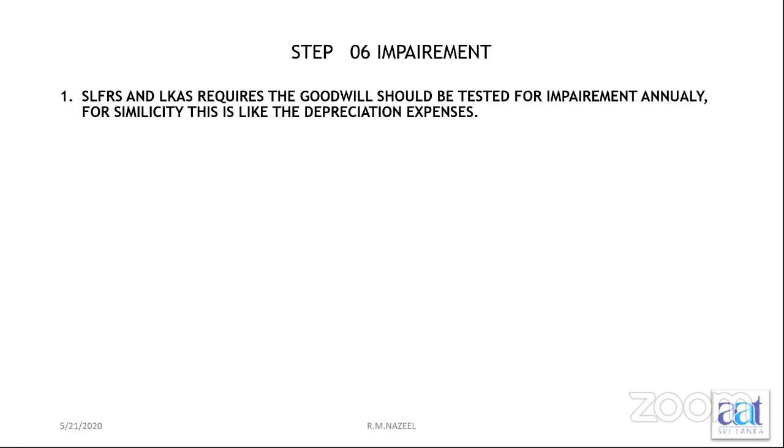What do you do? Credit the assets, debit the profit. Simple double entry, right? Like you credit the accumulated depreciation and debit the profit, you put a double entry. The important thing is, once the goodwill is impaired, it is irreversible. You can't reverse the goodwill, right?